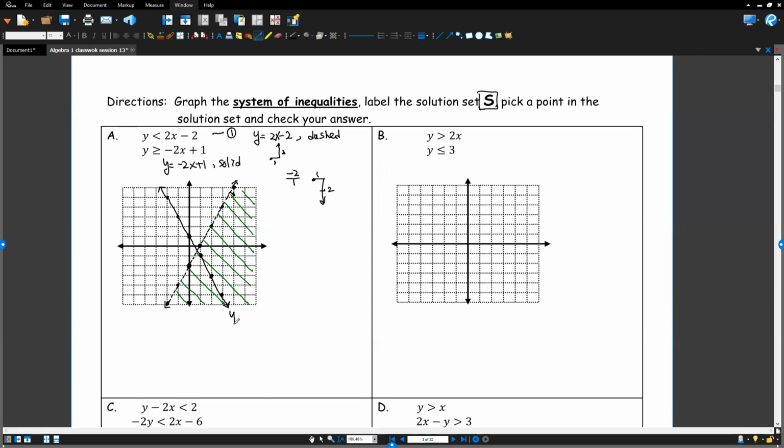This one is y equals negative 2x plus 1. This one is y equals 2x minus 2. Now let's find the solution set. Greater than means what? Over the graph. Where is it? Over the graph, this one. This is over the graph.